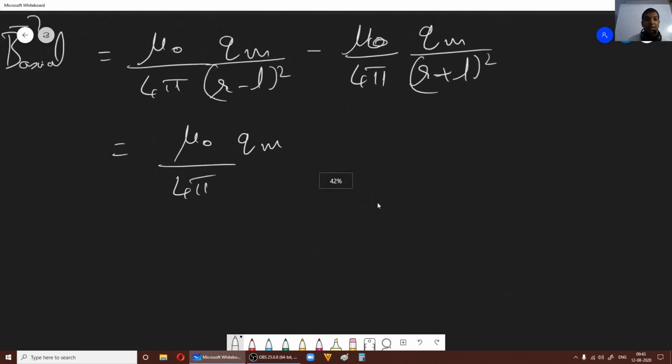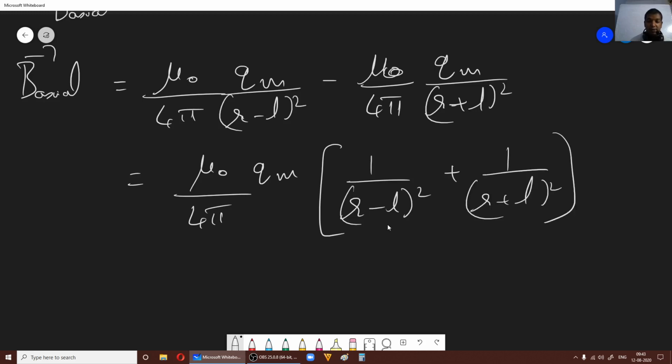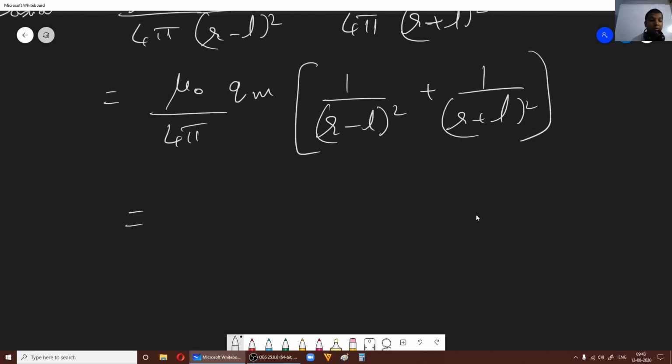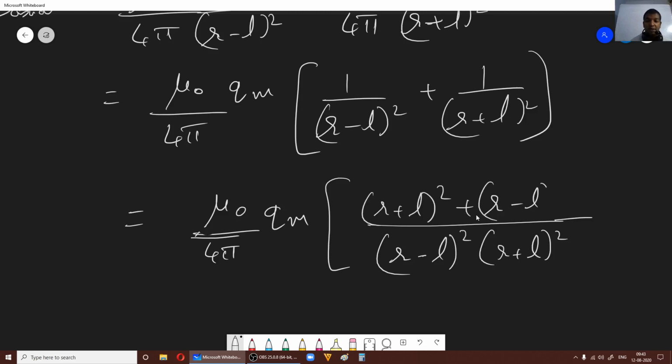Now coming back here, Qm is taken outside. Now you have 1 divided by r minus L whole square plus 1 divided by r plus L the whole square. So now we have mu naught divided by 4 pi into Qm, now you have r minus L the whole square into r plus L the whole square in the denominator, and r plus L the whole square plus r minus L the whole square in the numerator.